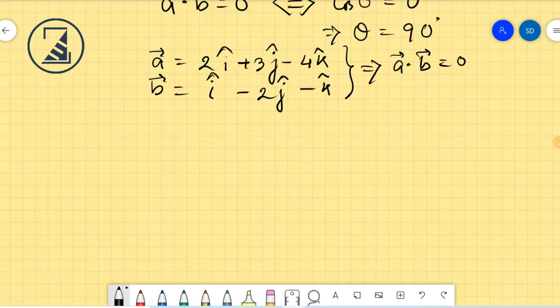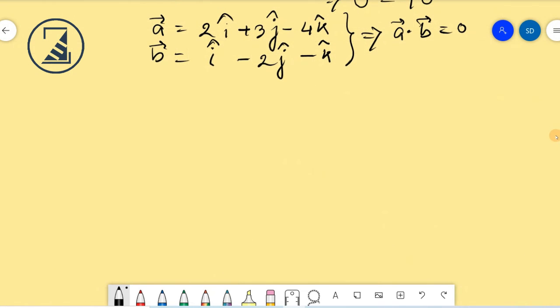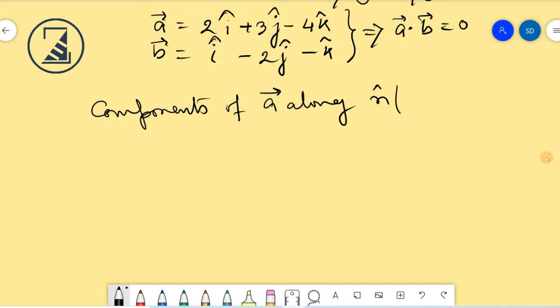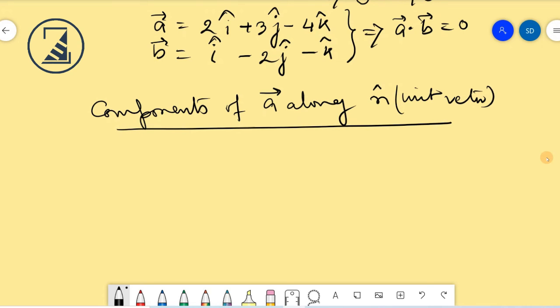Now the next application of the dot product is computing components. We want to find the component of a vector along n cap, which is a unit vector. So what we want to find is the component of a vector along a particular direction, which is n cap. Let's take this as our unit vector n cap, and this as our a vector.